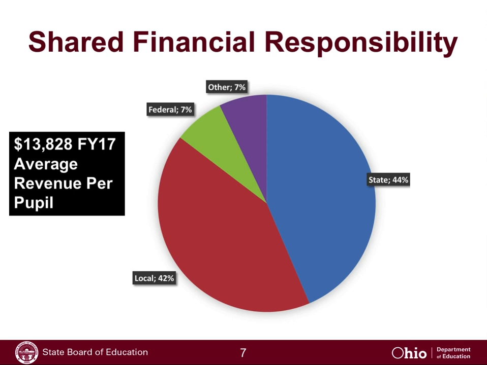This next pie chart really gives you a sense of that split in the aggregate, and it's important to say in the aggregate. So you'll see that the state share in the aggregate is about 44%. The local share is 42%. Then you've got the federal government in at about 7%, and then other funding sources at another 7%.